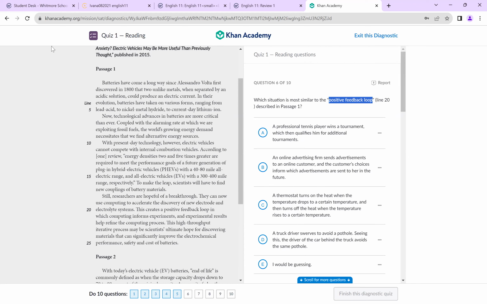I'm not saying it's not A, but I suggest reading them. Don't just say, "Oh, that looks right," and choose it. All right, I'll read B, C, and D. I'm skipping E because E just means I don't know.